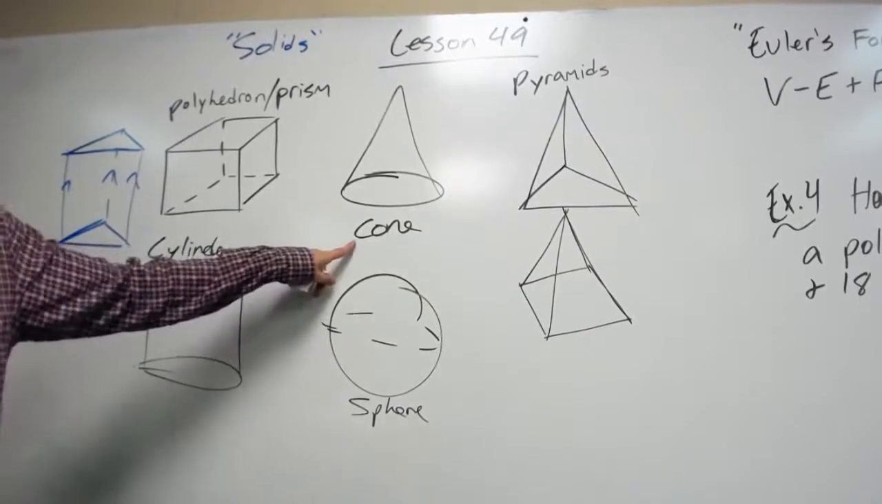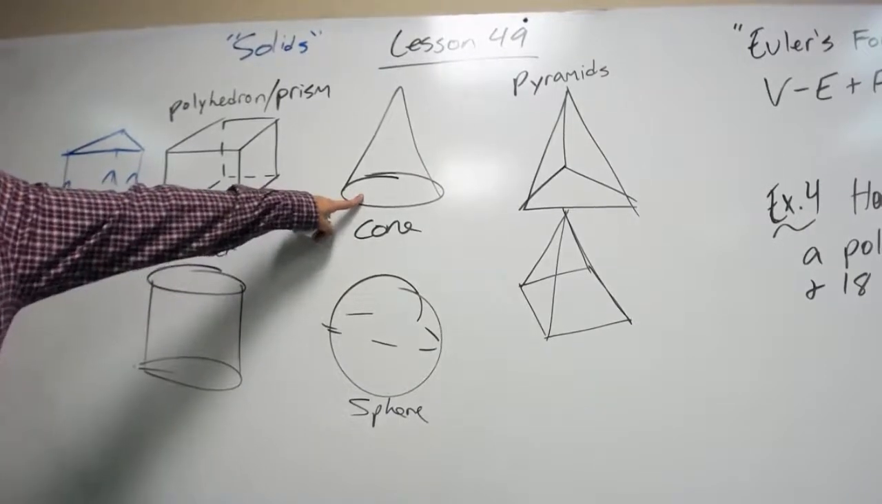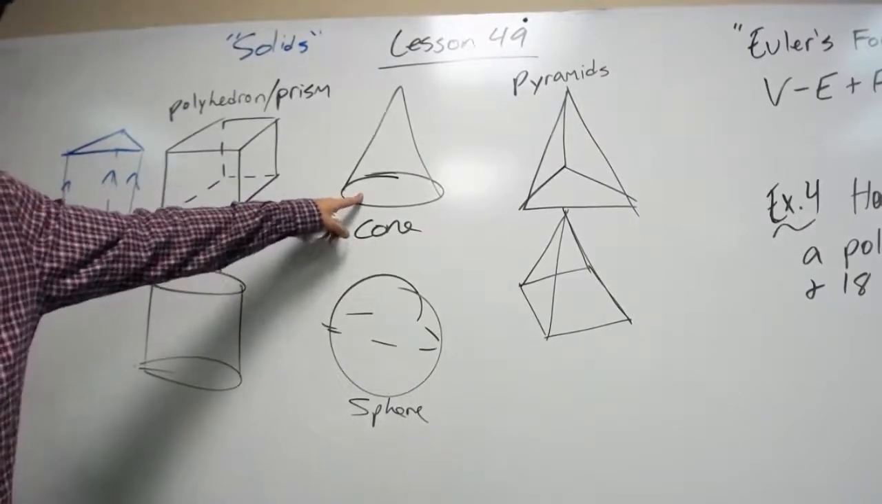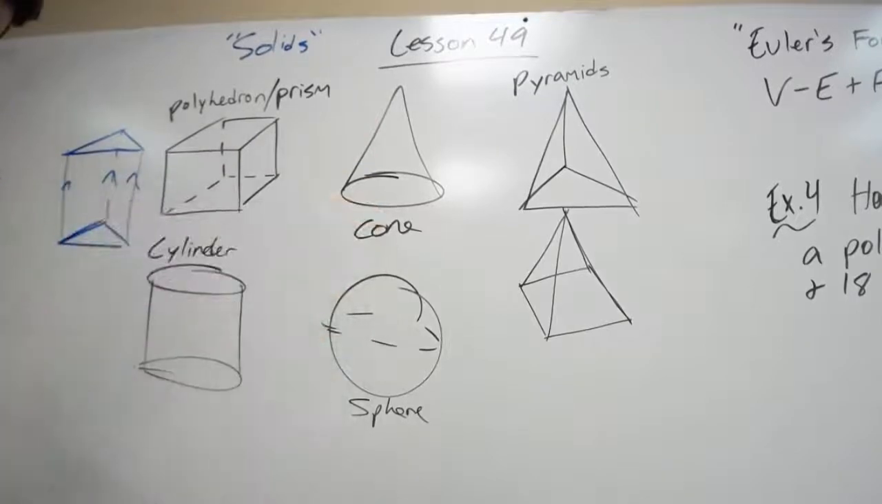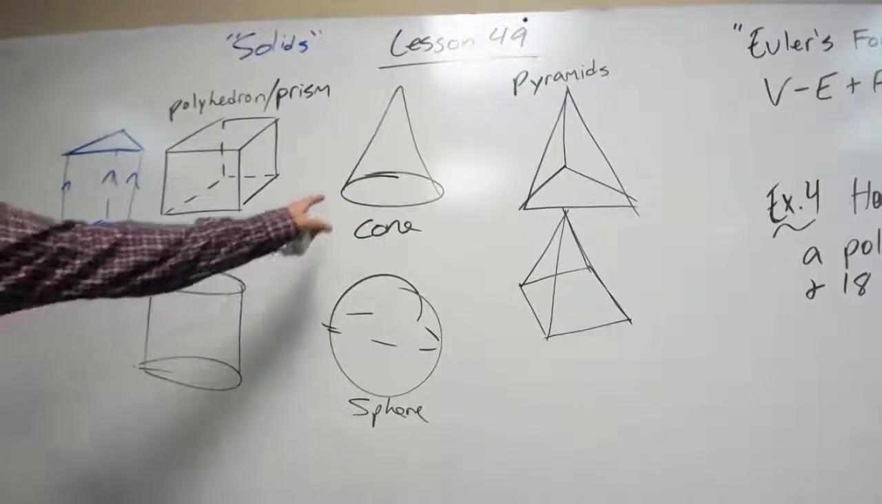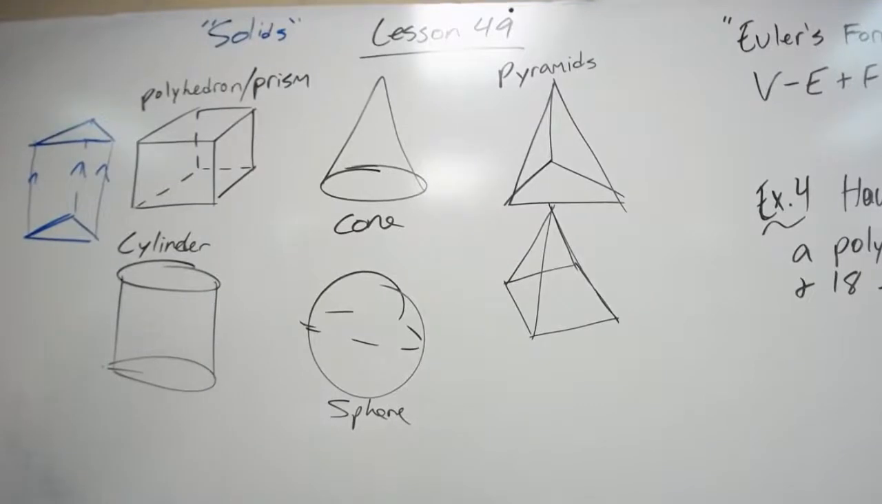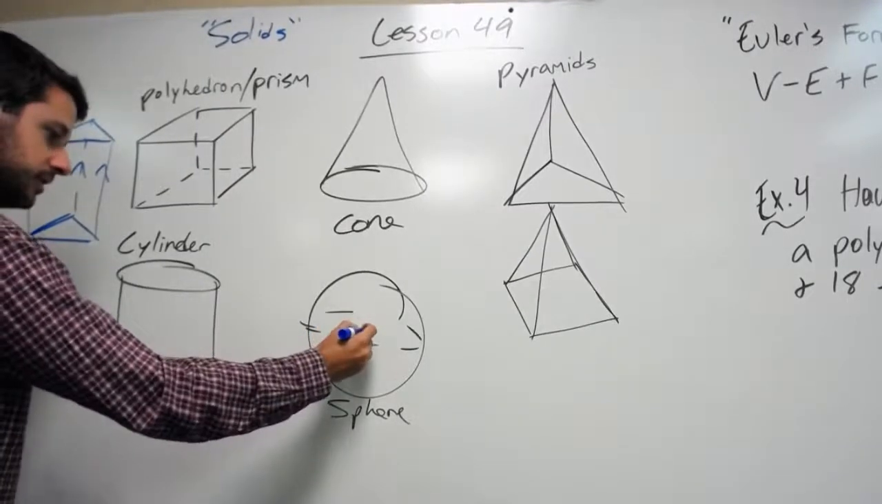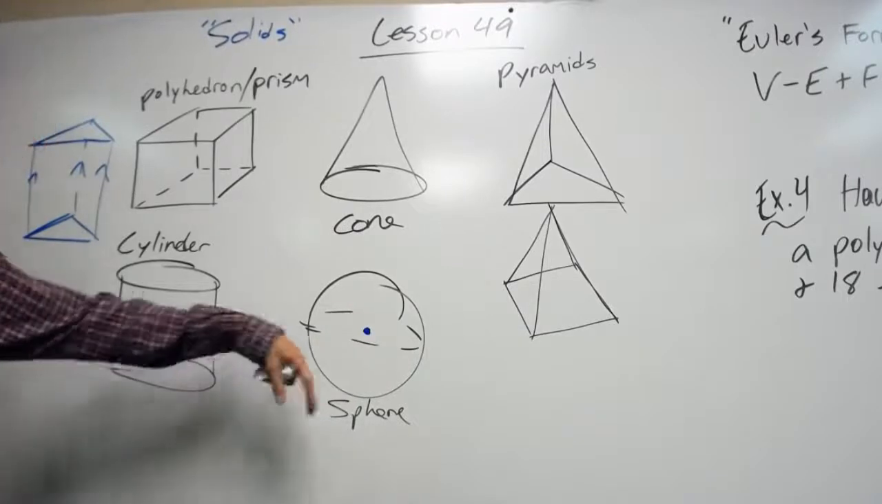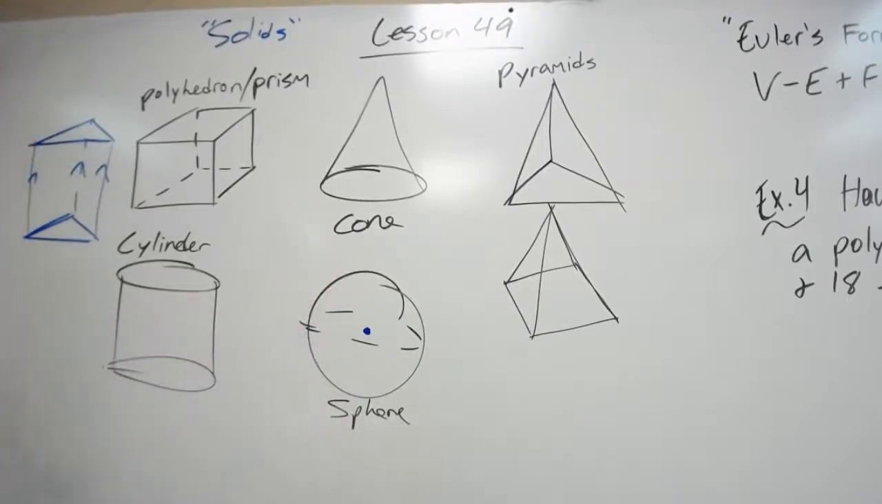A cone has one circular base, and it meets at a vertex. It's got a curved lateral surface, but it all comes to a point. That is an example of a cone, and then a sphere is the set of points in space that are a fixed distance from a given point called the center of the sphere. So the center is kind of right there, and everything's kind of orbiting around it. Think of a basketball, soccer ball, things like that.